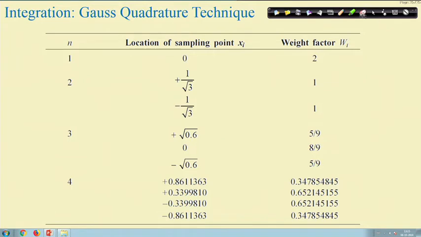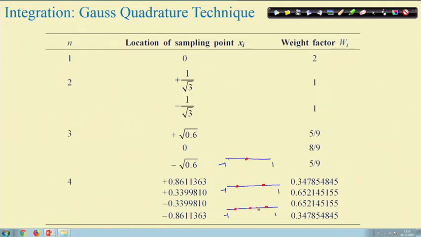Suppose we have a domain from -1 to 1, and you have to integrate between -1 and 1. This technique tells you that you take points, for instance 2 points between -1 and 1, or you can have 3 points. So, we have -1 to 1, you have 3 points and so on.